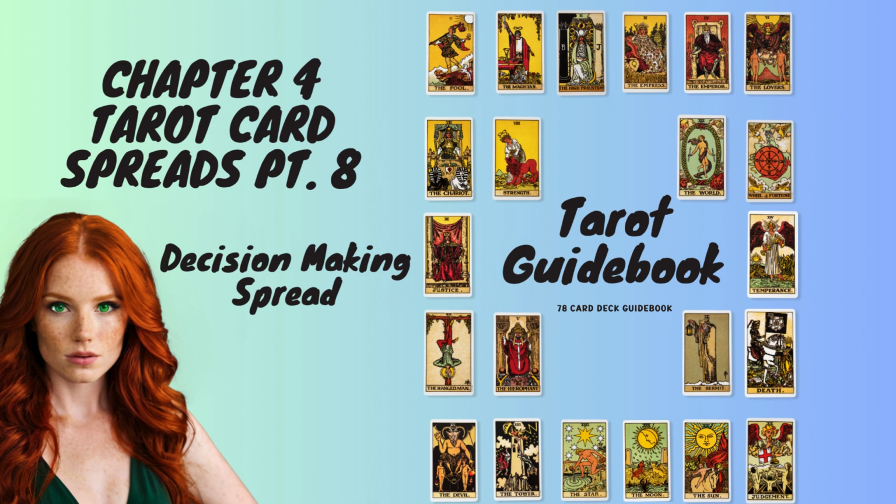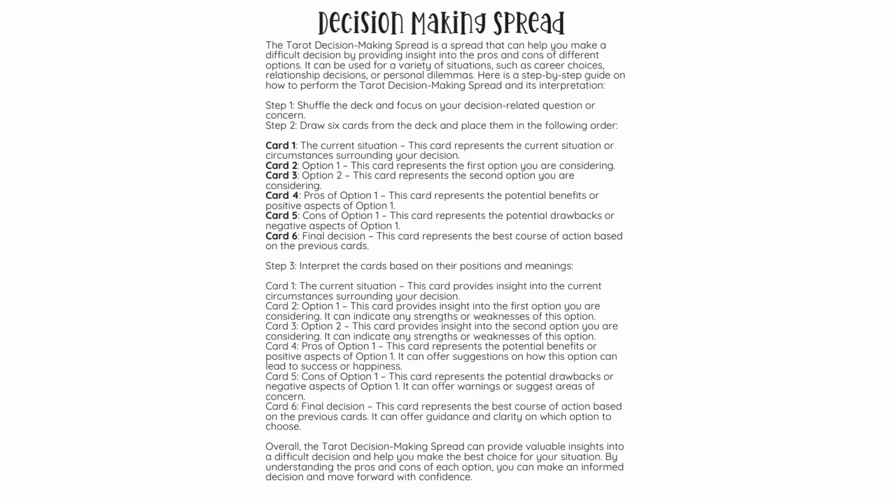Chapter 4: Card Spreads. Tarot Guidebook, 78 Card Deck Guidebook. Decision Making Spread. The Tarot Decision Making Spread is a spread that can help you make a difficult decision by providing insight into the pros and cons of different options. It can be used for a variety of situations, such as career choices, relationship decisions, or personal dilemmas. Here is a step-by-step guide on how to perform the Tarot Decision-Making Spread and its interpretation.